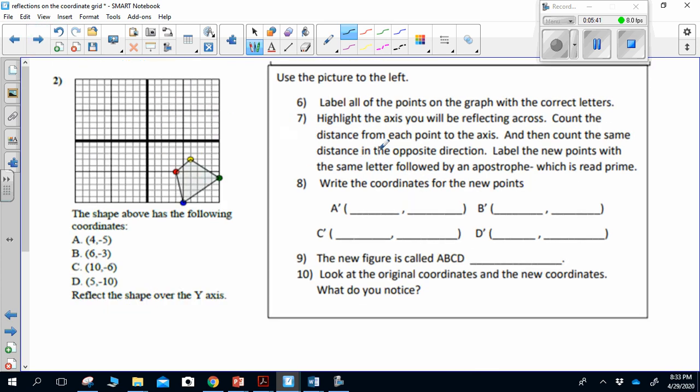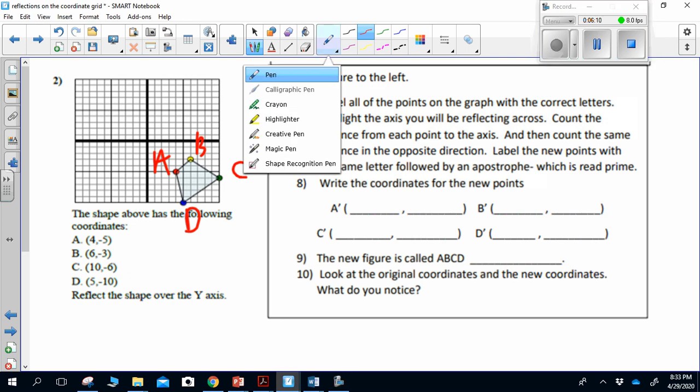And the first thing you're going to do is label all the points on your graph with the correct letters. Okay, so I've got all of the points labeled, and then I'm going to highlight the axis I'm going to be reflecting across. So my pre-image is trapezoid ABCD, and now my image is going to be A prime, B prime, C prime, D prime, or ABCD prime. Okay, and so we're going to highlight our axis. We're reflecting across the Y. Remember, the Y goes high.